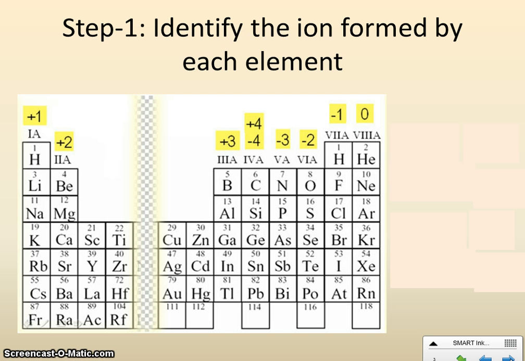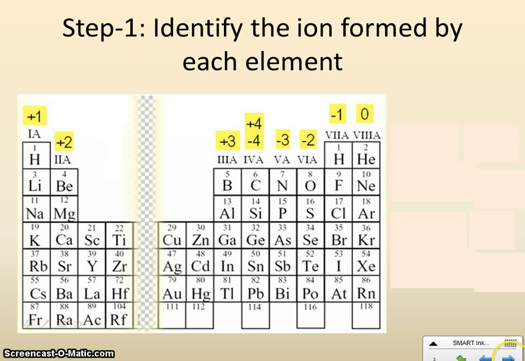First of all, we need to be able to identify the ion formed by each element. We learned, and you have this picture in your notebook as well, that everything in group 1, when it forms an ion, will have a +1 charge. Group 2 will have a +2, and so on across. Group 8 does not form ions because they're already stable, so they will not form an ion.